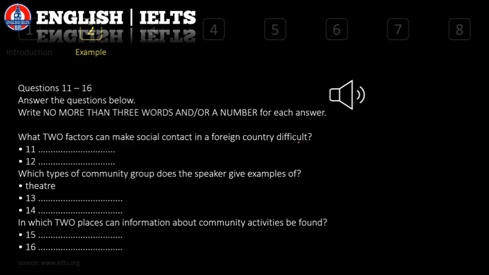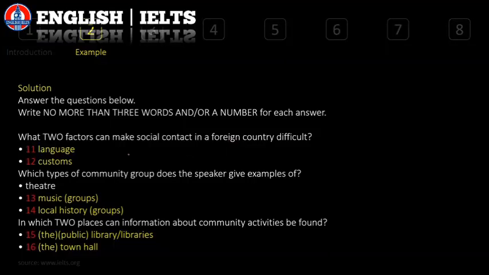Great. And we are back. I hope you find all the answers. Let's see the answers themselves. The first one, that is 11, is language. 12 is customs. 13 is music or music groups. 14 is local history groups. 15, the public, you can ignore if you want, library or libraries. As we have 3 words, we can write the public library or the public libraries. And the last one, the town hall, or just town hall.